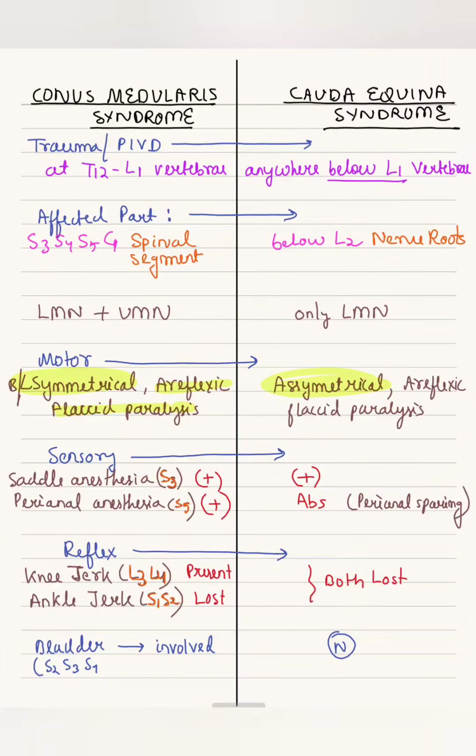Now see. In conus medullaris, there will be both saddle anesthesia as well as perianal anesthesia. But in cauda equina, I already said there will be some patchy involvement. So there will be saddle anesthesia, but there will be perianal sparing.